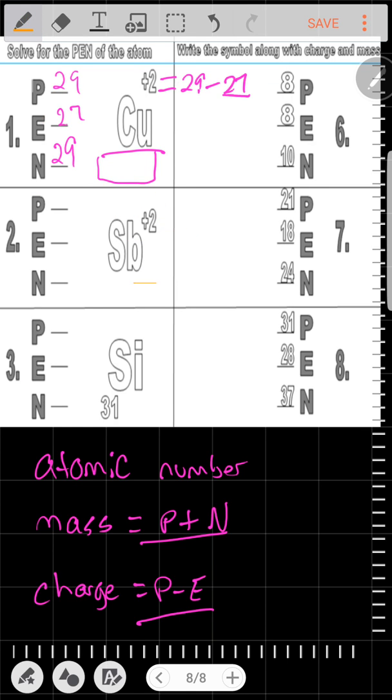I have antimony here. Find this on the periodic table, and you'll see that the atomic number equals 51. So if the atomic number is 51, then the proton number is 51. Do I have a special mass here? No, I don't. That means these two numbers, the proton and the neutron number, are going to be the same, so it's going to be 51 for protons and 51 for neutrons. But I do have a charge here. So charge equals protons minus electrons, so 51 minus what number will get me +2? That's going to be 49. So my electron number is 49.